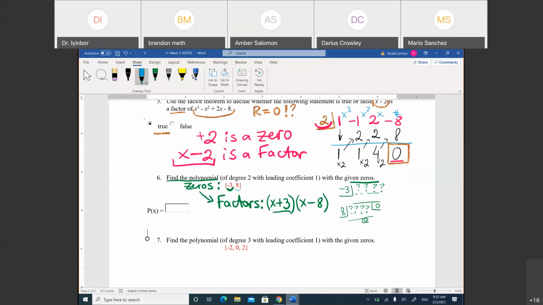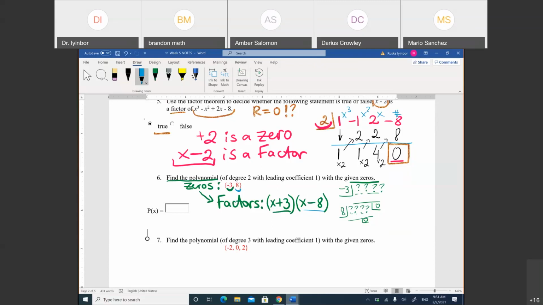Okay? Everybody understand that? So it's always opposite. Zero to factor, it's always opposite. Okay? That's the rule. And this is all behind the factor theorem, the remainder theorem, and all these theorems. It's proof, so take it as a rule. If the zero is 5, the factor is x minus 5. If the zero is 7, the factor is x minus 7.